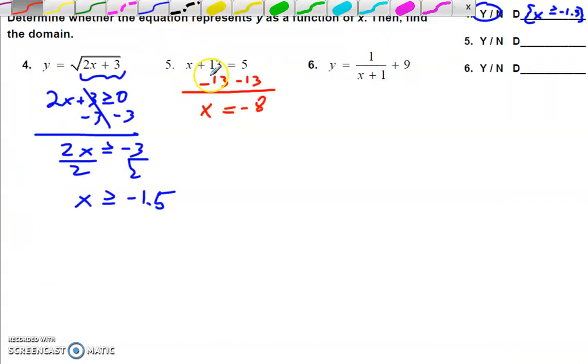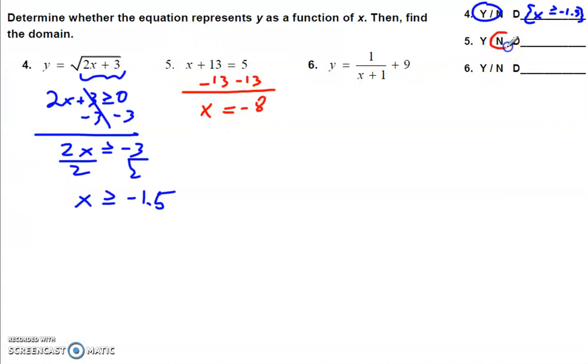On this next problem, this is not a function. However, it still has a domain of x is negative 8. Remember, that is a vertical line at negative 8, right? So, oops, negative 8, sorry, the other way around. This is our line here at x equals negative 8. This is x and y.